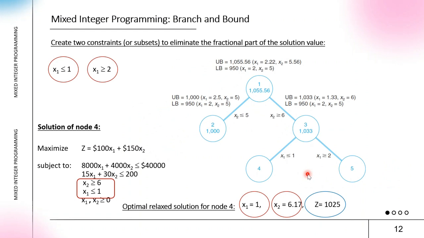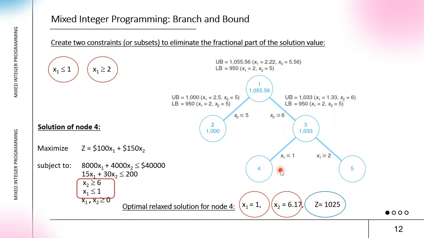We split the optimization problem into two new branches, one enforcing x1 lower than or equal to 1 and another enforcing x1 greater than or equal to 2. Let's start with node 4, where we constrain x1 lower than or equal to 1.